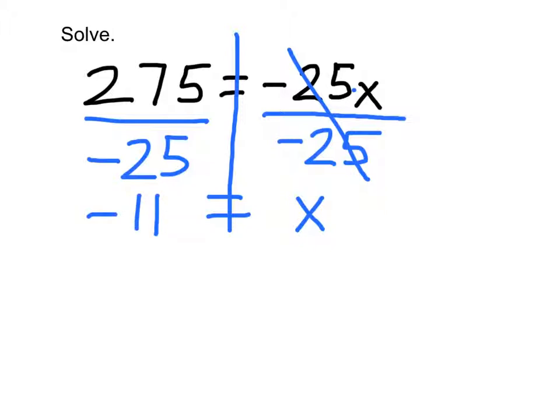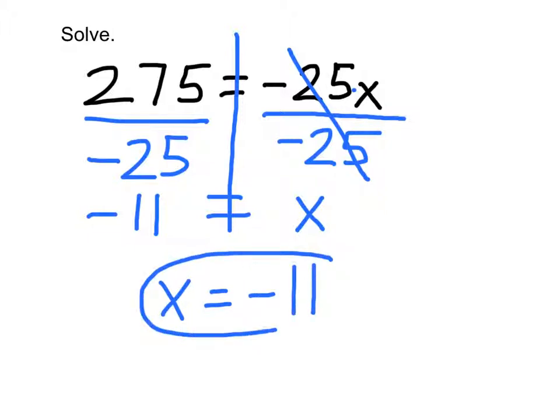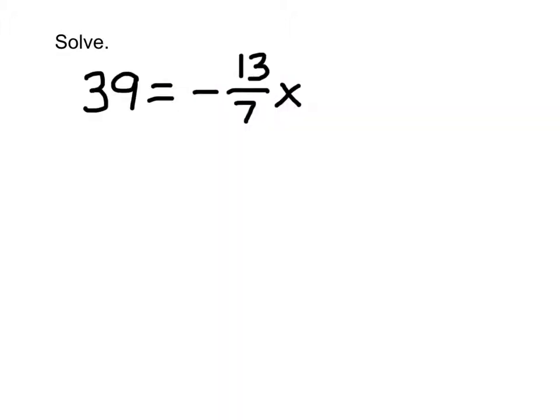You can leave your answer like that. The book's probably going to switch the x and your solution around. So we'll do that, and we get x equals negative 11.